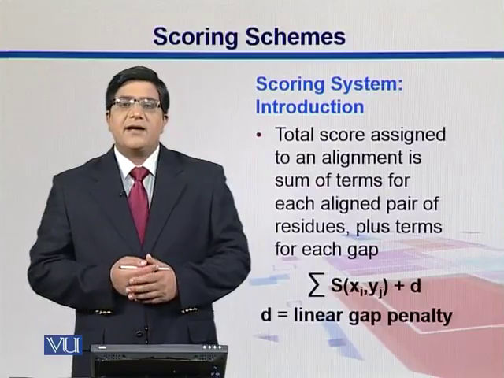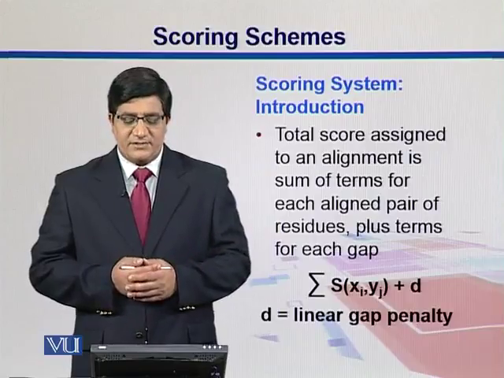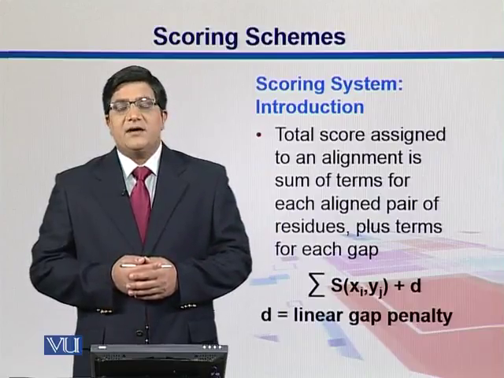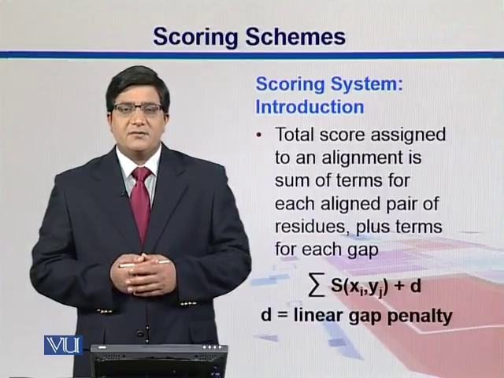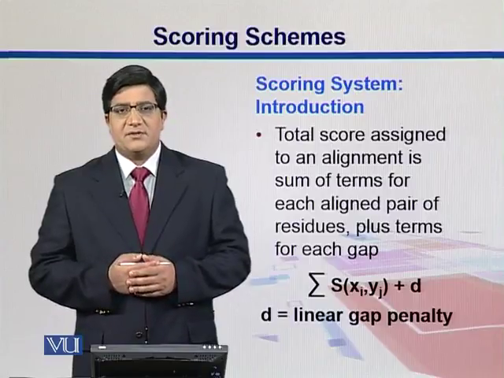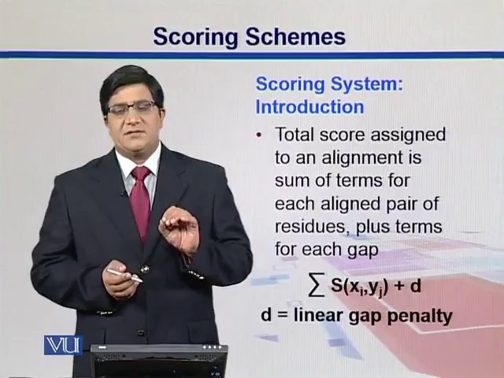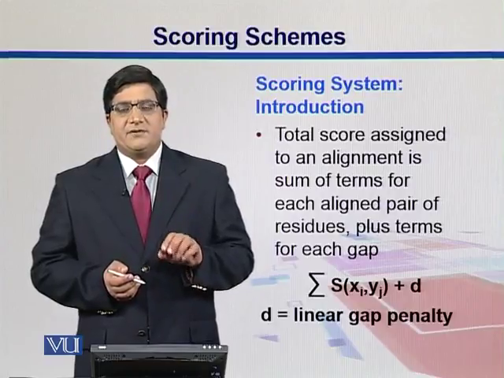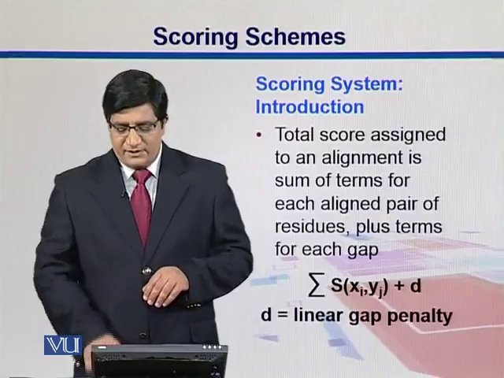If we have a gap penalty that stays constant, we call it a linear gap penalty. We have another type of gap penalty which we call affine. We'll talk about that in a later section, but for now you should remember that for every gap we penalize in the same way, with the same penalty. Like if it is -2, it stays the same throughout. This kind of penalty is called a linear gap penalty.